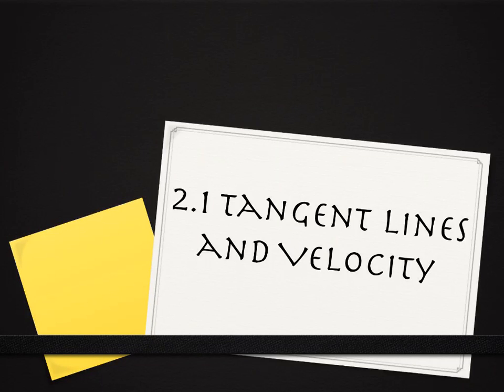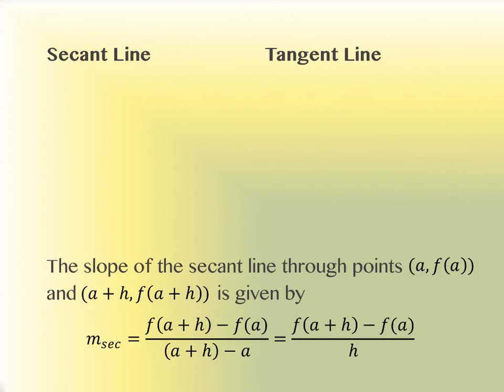Section 2.1 is about tangent lines and velocity, and we are going to see a connection between the two as we work. To start with, we're going to encounter something that we've seen before, and that is the idea of secant and tangent lines. Do you remember what the difference is between secant and tangent lines? What is a secant line?